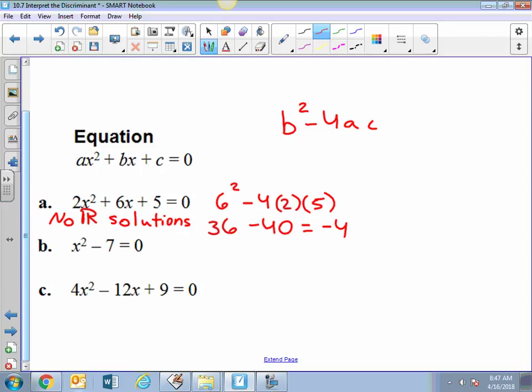All right, letter B, same kind of deal. We'll plug this into the discriminant. Now understand on B, if there's no x value, the b value is going to be 0. So this one here is 0 squared minus 4a, which is 1, and c is negative 7 since it is a minus 7. On this one, you can already tell what the solution is. It's minus a negative, therefore it's plus. So 4 times 7 is positive 28, which would give you 2 real solutions.